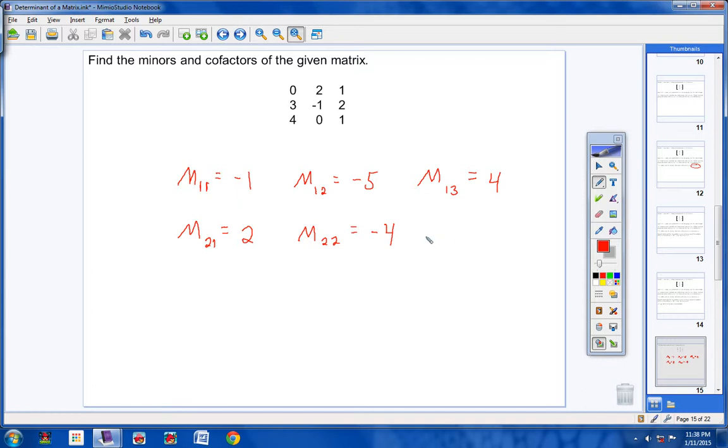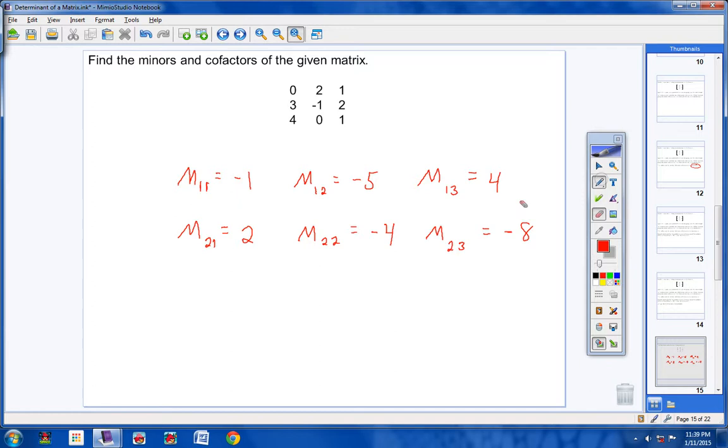And of course, my next minor would be 23, which is row 2, column 3, right here. Row 2, column 3. So I'm left with 0, 4, 2, 0. Alright. Multiply up, you get 8. I'm going to put a negative 8. Multiply down, you get a 0. Combine those, and you get negative 8. Okay? We're 2/3 of the way done.